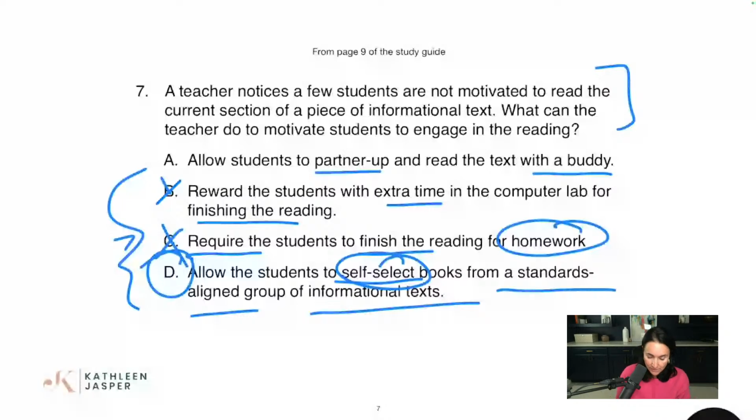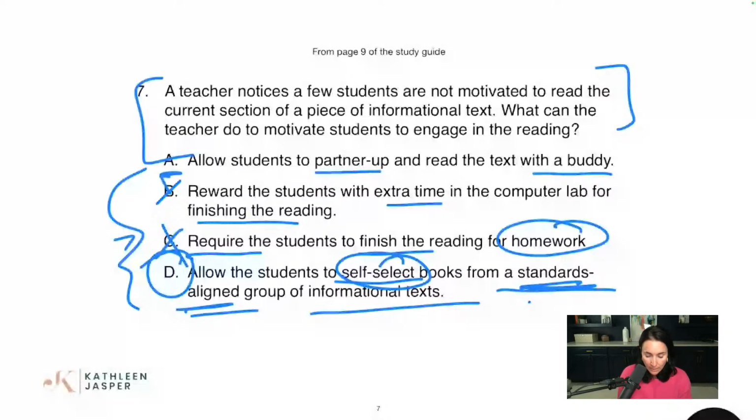The other thing about this is standards aligned. That's a very good word on this test. Remember, this test is a state standardized exam. Your state sets the standards for your students, and the state wants to know that you are teaching to the standards. You are not allowed to go rogue as a teacher. You have to teach to the standards. Now, how you do that is up to you, but making sure the books are aligned to the standards is very important, okay?